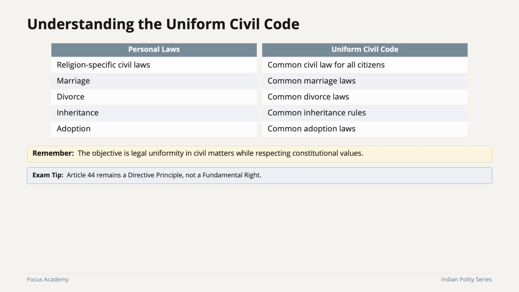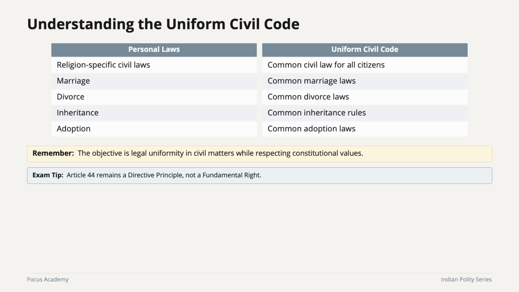Now, understanding the uniform civil code. For example, I just made a table for you guys to understand what uniform civil code is. For example, we have religion-specific civil laws, right? Now, it's not a religious law; it's a civil law. What is a civil law as Christians here?